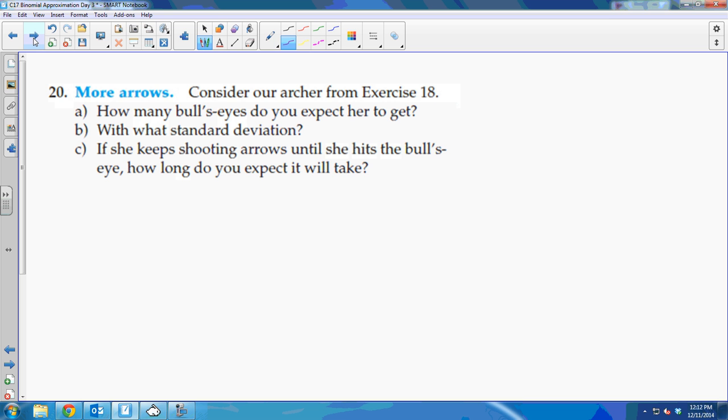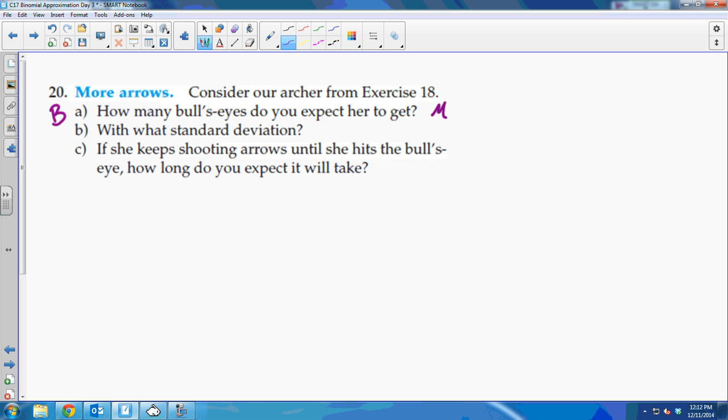On 20, consider our archer from exercise 18. How many bullseyes do you expect her to get? Is that a binomial question or a geometric question? Geometric. No, binomial. It doesn't say anything about how many she expects to get before the first bullseye. Because how many bullseyes do you expect her to get? That's multiple, right? Geometric is always talking about 1, the first one.